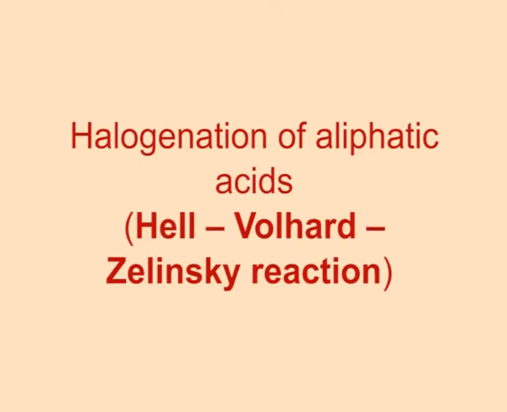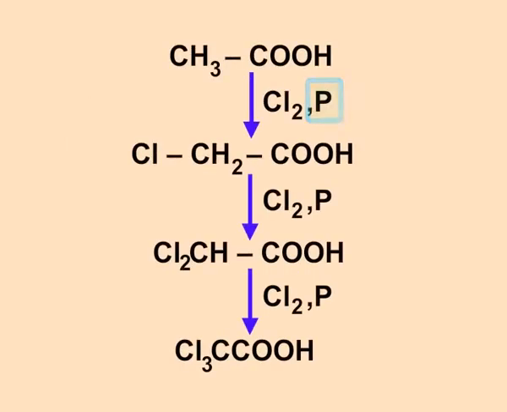Hell-Volhard-Zelinsky reaction. In the presence of red phosphorus, aliphatic carboxylic acids with one or more alpha hydrogen react smoothly with chlorine or bromine to form a substituted halogen derivative. Acetic acid reacts with chlorine in the presence of red phosphorus to form alpha trichloroacetic acid by the substitution of all three hydrogens of acetic acid with chlorine atoms. The function of phosphorus is ultimately to convert a little of the acid into acid halide.